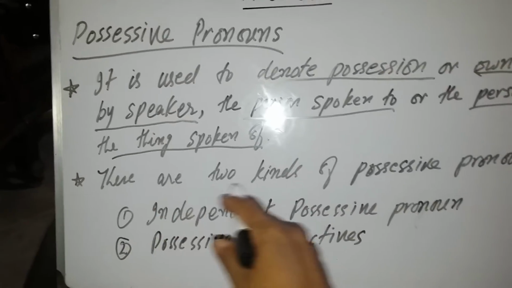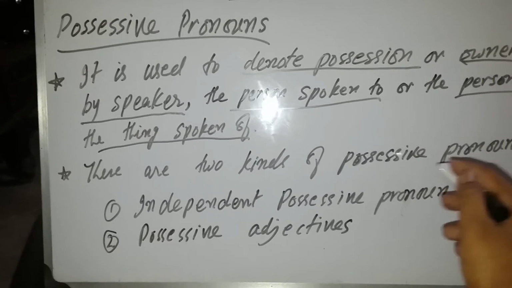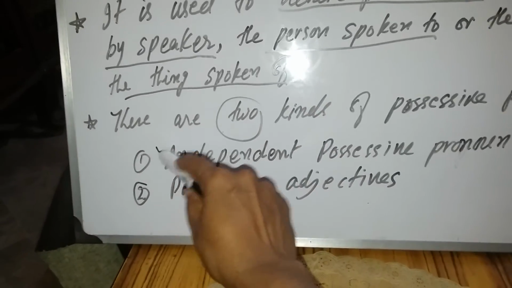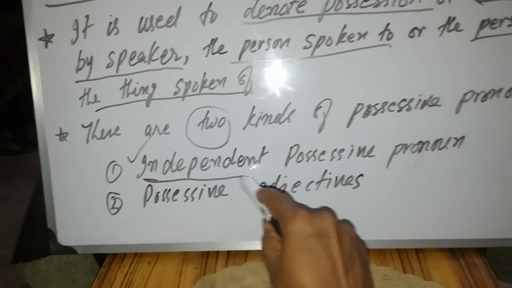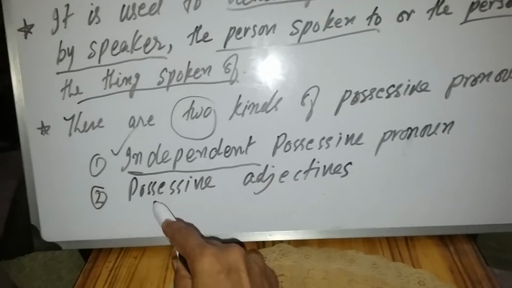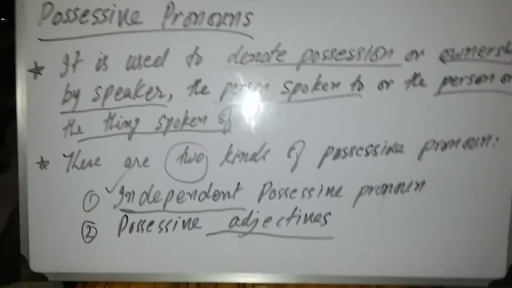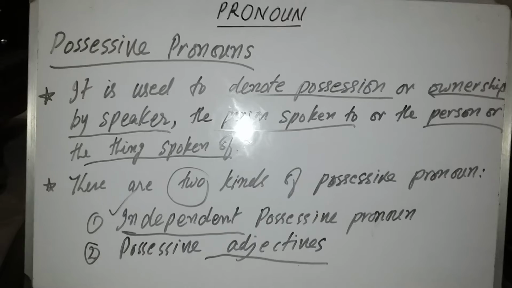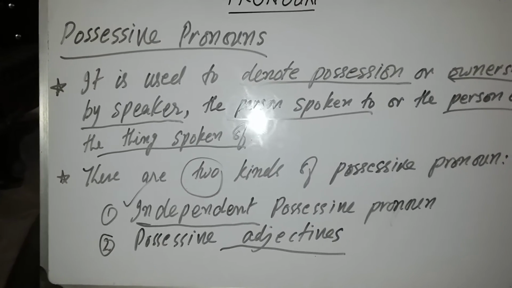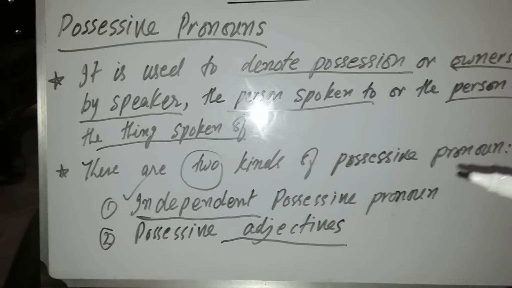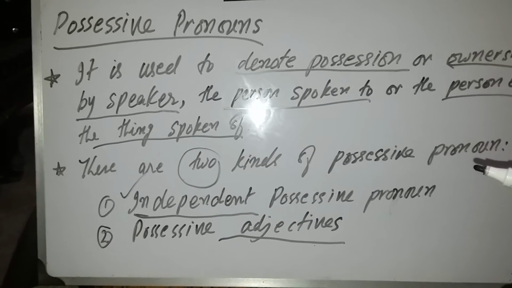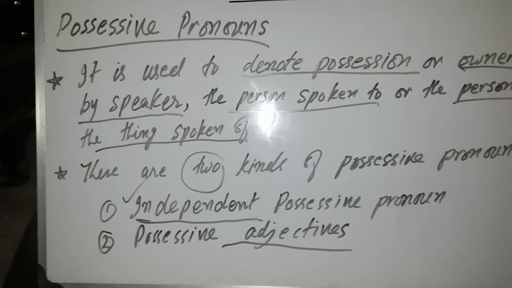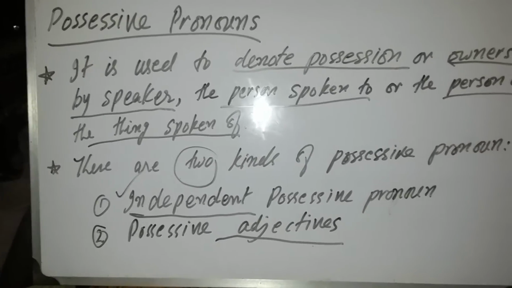There are two kinds of possessive pronouns. The first one is independent possessive pronoun, and the second one is possessive adjectives. These are two kinds of possessive pronouns. Now I will give you examples of these independent possessive pronouns and possessive adjectives. In this way you will be clear about possessive pronouns and the use of these pronouns.